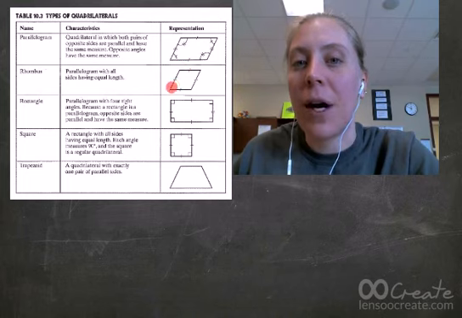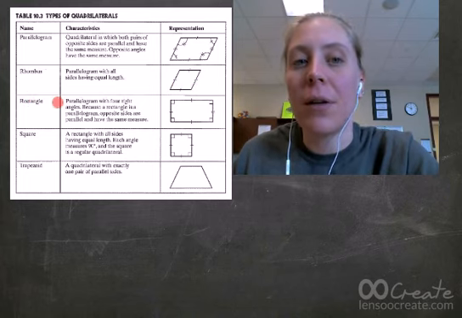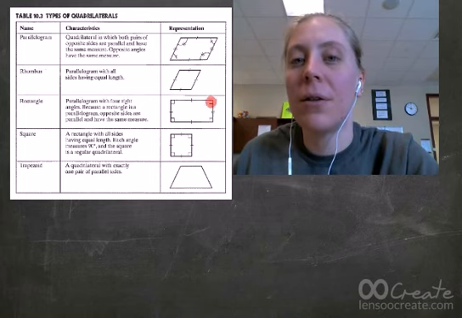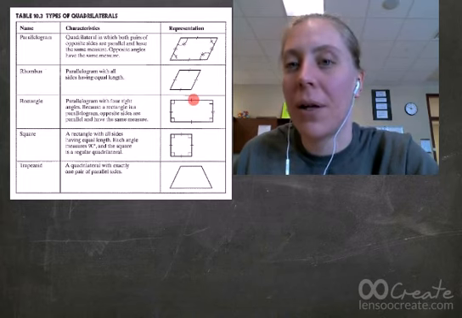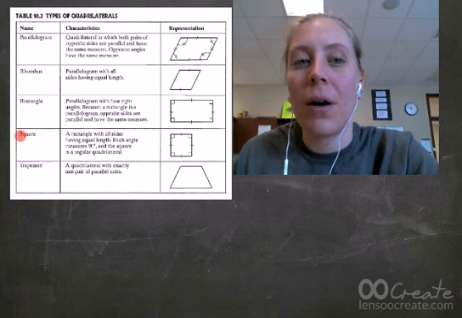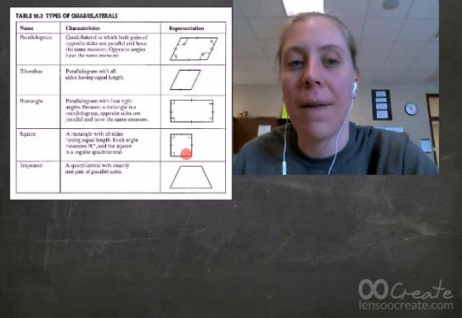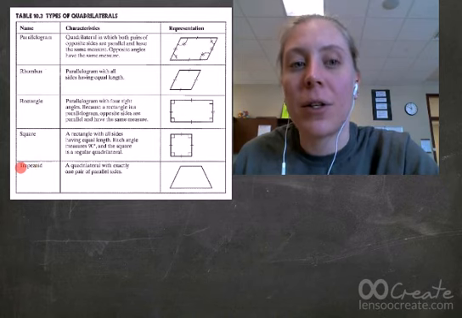A rhombus is a special type of parallelogram. What makes a rhombus special is that all sides are congruent. Our rectangle has 4 right angles. It also has the same properties of a parallelogram, where our opposite sides are parallel and also congruent. Our square, very special little polygon, has 4 congruent sides and 4 right angles. Trapezoids. The condition that makes a trapezoid is that it has exactly 1 pair of parallel sides. You can see here that our bases are parallel to each other.